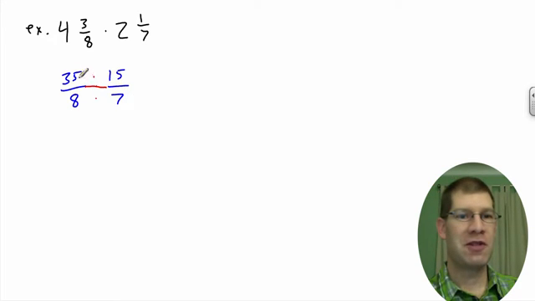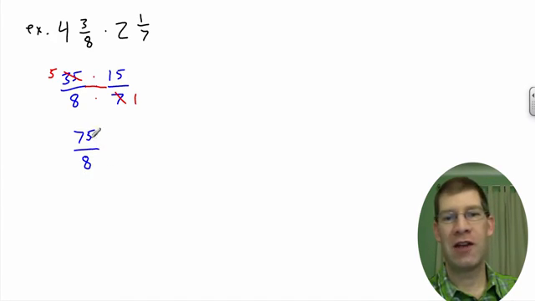So instead, what's smart to do is go through and say, well, what can I reduce? Well, 7 and 35 are both divisible by 7. So I'm going to divide this by 7 and get a 5. Divide this by 7 and get a 1. And now the problem becomes a whole lot easier. I don't need to get out my calculator, because I'd have 5 times 15 is going to be 75 over 8.